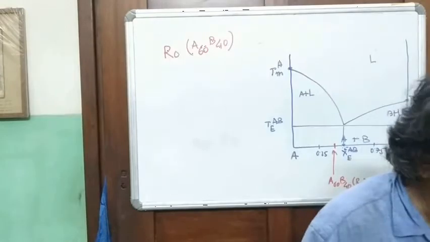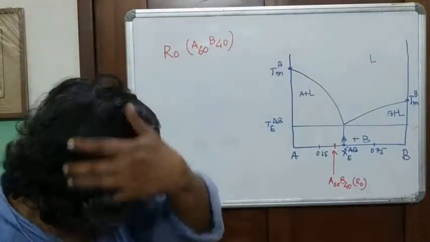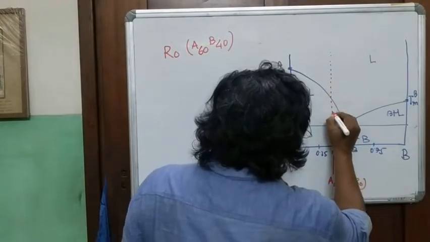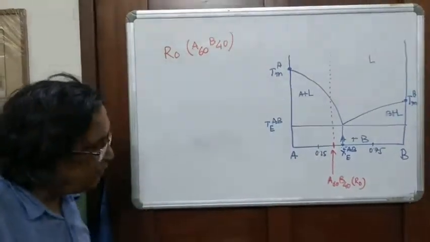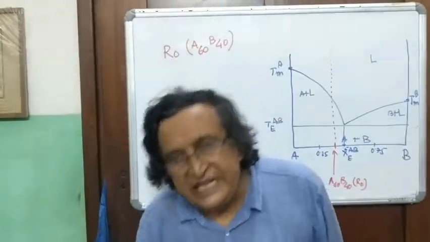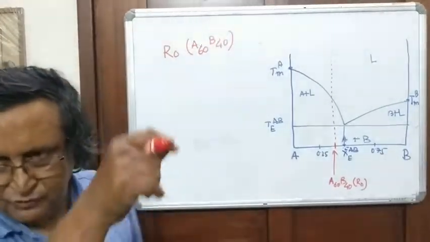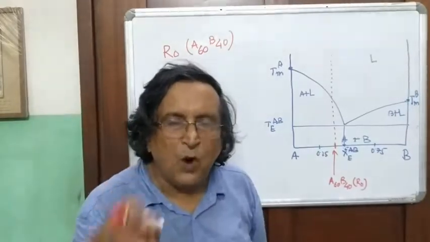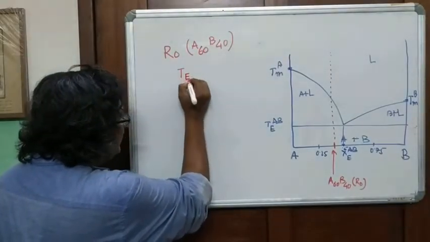And we are talking of equilibrium melting. Now, I will draw this line as a dotted line. We are starting with the rock A60, B40. Now, what happens? A rock normally is at the surface temperature. Somehow, we melt the rock. We increase the temperature of the rock. So, when will the rock melt? If a rock comprises pure A60 and pure B40, at what temperature will the rock melt? The answer to this is, the rock will melt when we have reached the temperature TE.